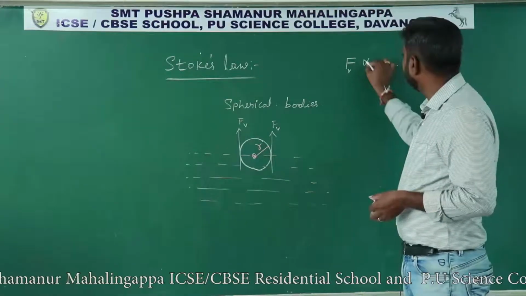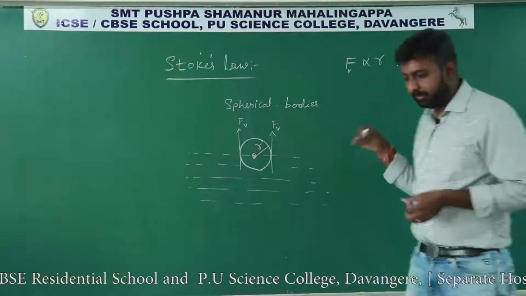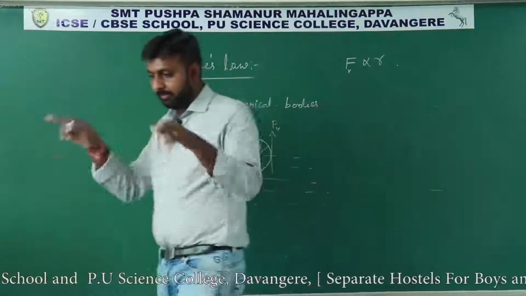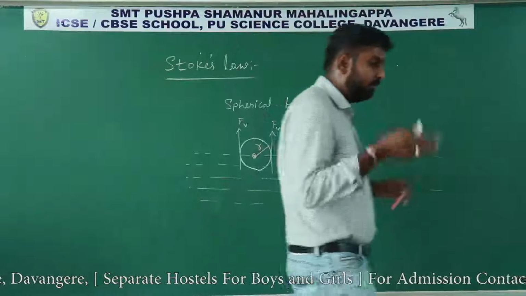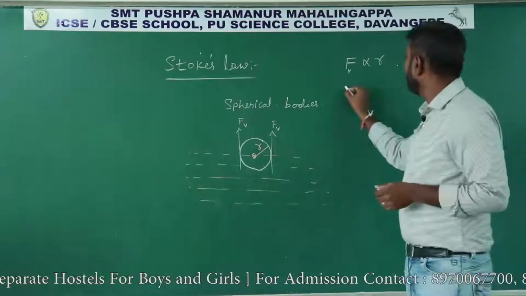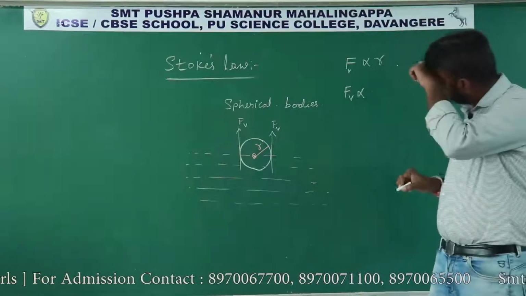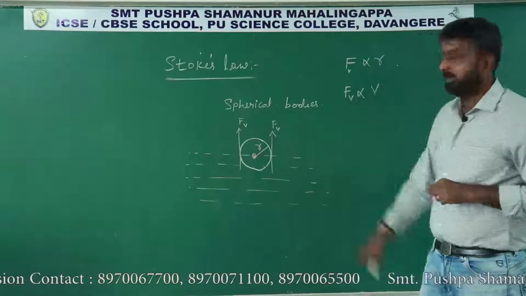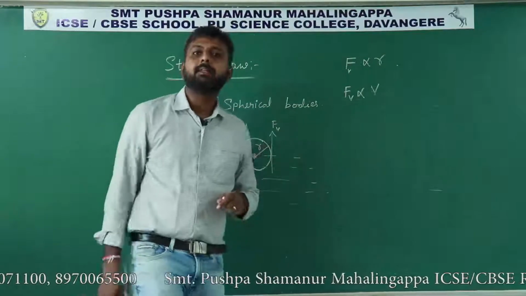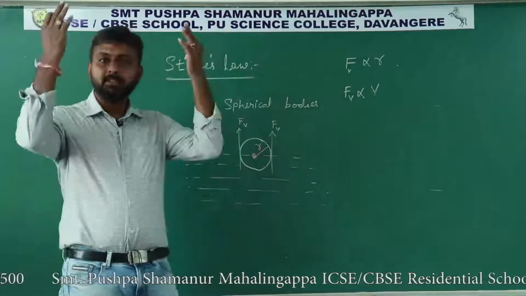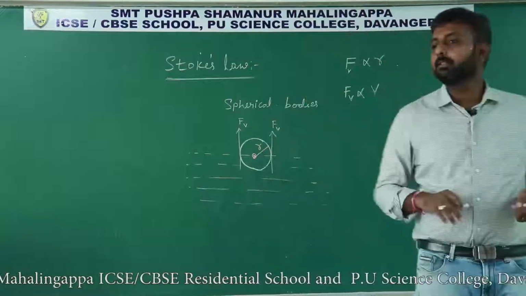it depends on radius. This viscous force depends on the radius. If the radius of the spherical body is more, definitely the drag force is also more. And the viscous force depends on the speed of the body. If the body is moving with high speed in the liquid medium, then the viscous force in the opposite direction also increases. These are the experimental observations.